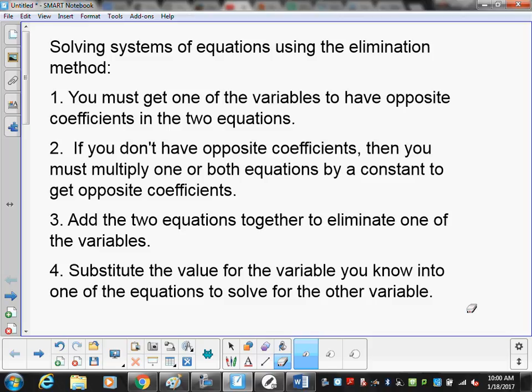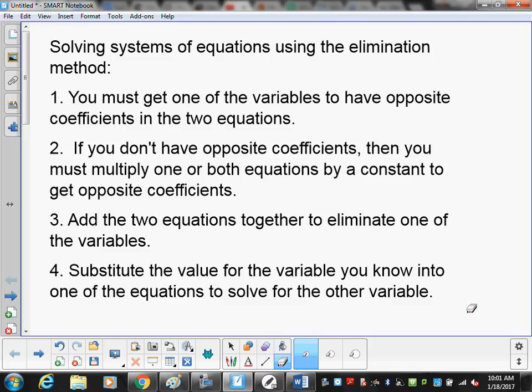Okay, the way they're set up at the moment, initially each equation has more than one variable, and you can't solve for a value at that point. So the goal for elimination is that you solve for a value. Okay. So it says, when you're solving a system using elimination, you must get one of the variables to have opposite coefficients in the equation.